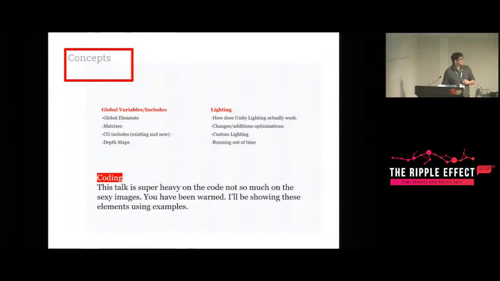So we're going to be looking at global variables. We're going to be looking at matrices, CG include files, and how to create your own. We'll be touching very briefly on some basic depth map information, as well as a quick breakdown of how some of Unity's lighting actually works at an internal level. And we're going to be really heavy on the code, so there's going to be relatively few images to help people out here.